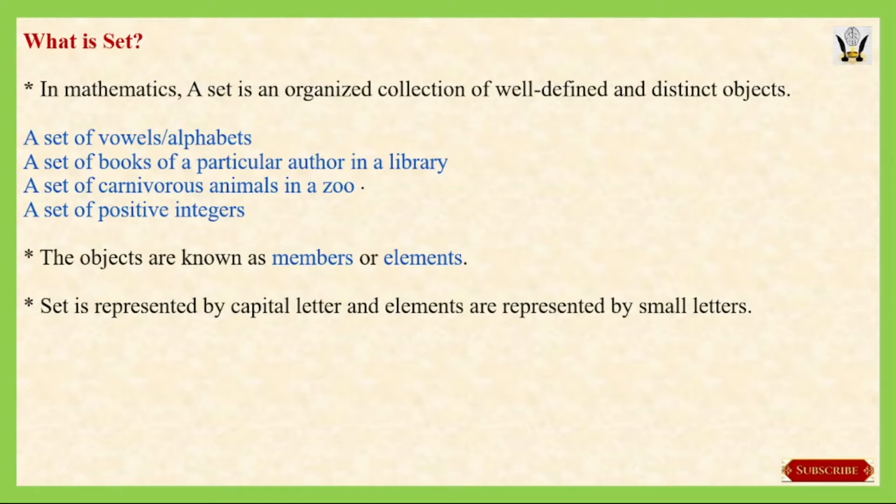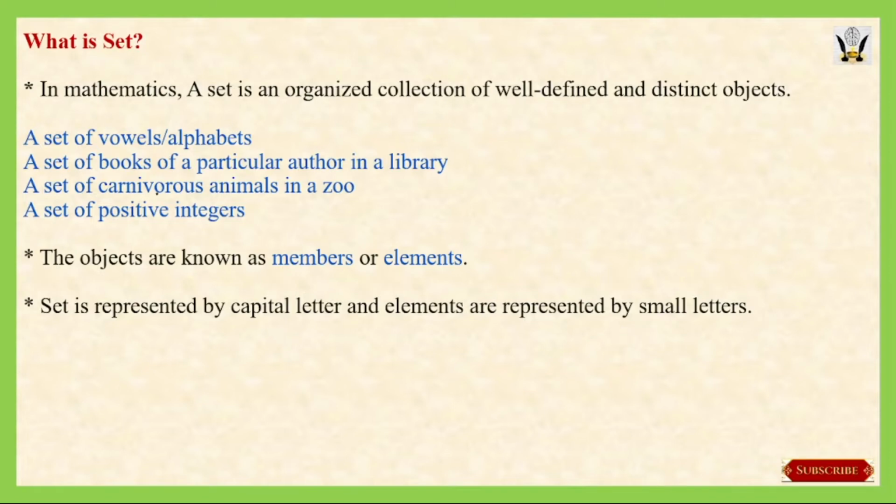Now here, as you can see, we have another example, a set of positive integers. So here also the objects are well defined. They are positive and they are integers, so they can form a good set. Now I have already said the objects of a set are known as members or elements. A set is represented by a capital letter and the elements are represented by small letters.